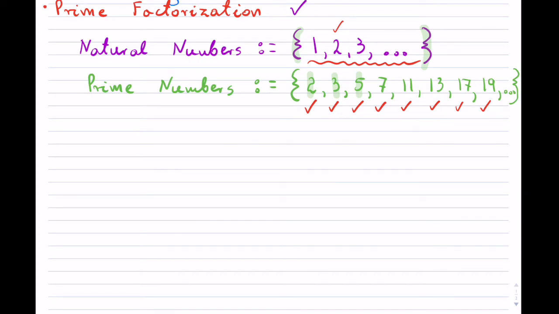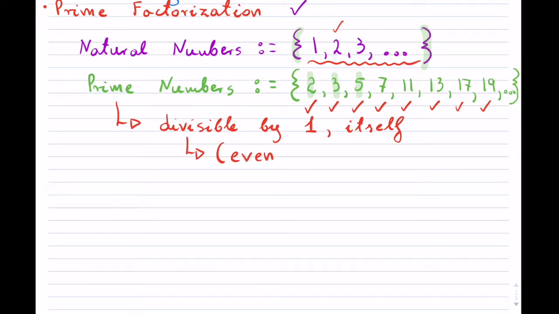Meaning that these prime numbers are only divisible by the number 1 and itself. And the key thing is that it has to divide evenly. There cannot be any remainders. So that is the set of prime numbers.